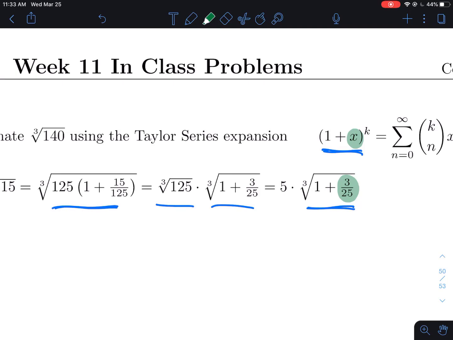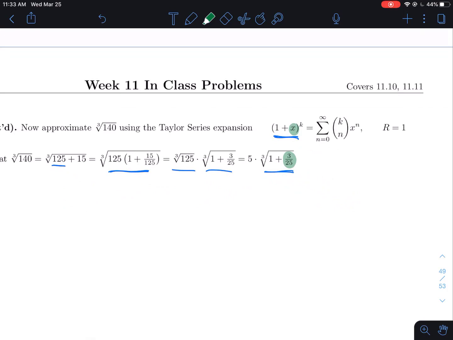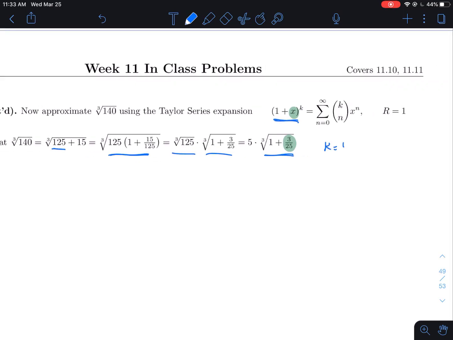So let's go ahead and use this series expansion, and we're going to approximate, again, the cube root of 140 using this trick here. All right, so again, k is equal to 1/3, and now x is going to be 3/25. Okay, so let's just go ahead, and I want to first just use this expansion, and then I'll start plugging in some of these things.